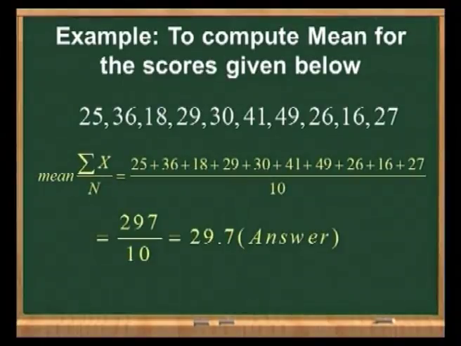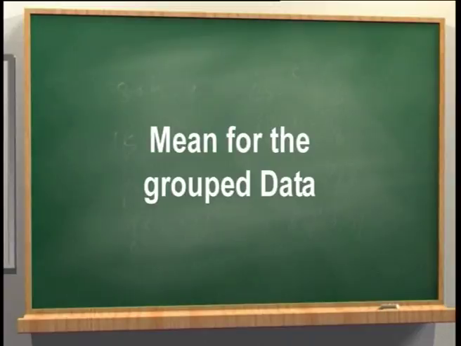297 divided by 10, the mean is 29.7. Let's calculate the mean for group data.